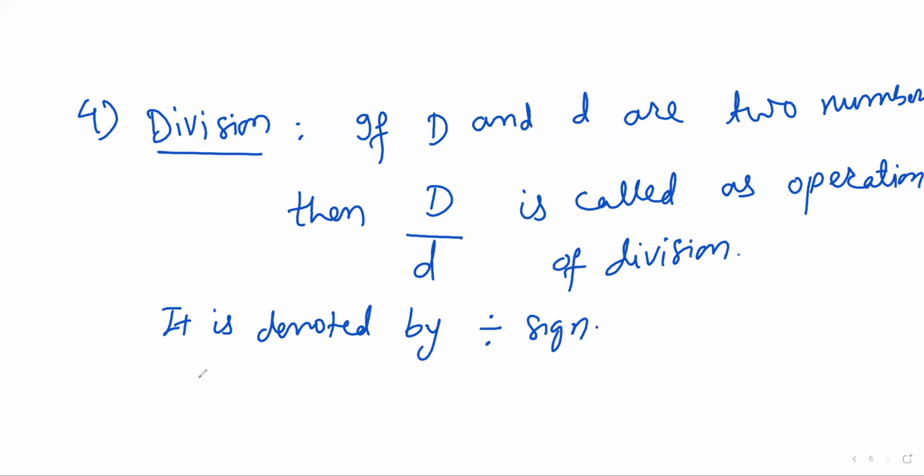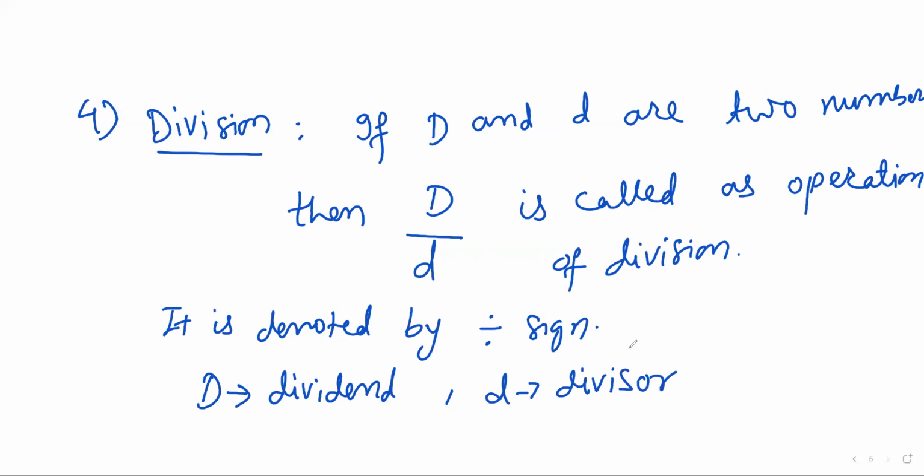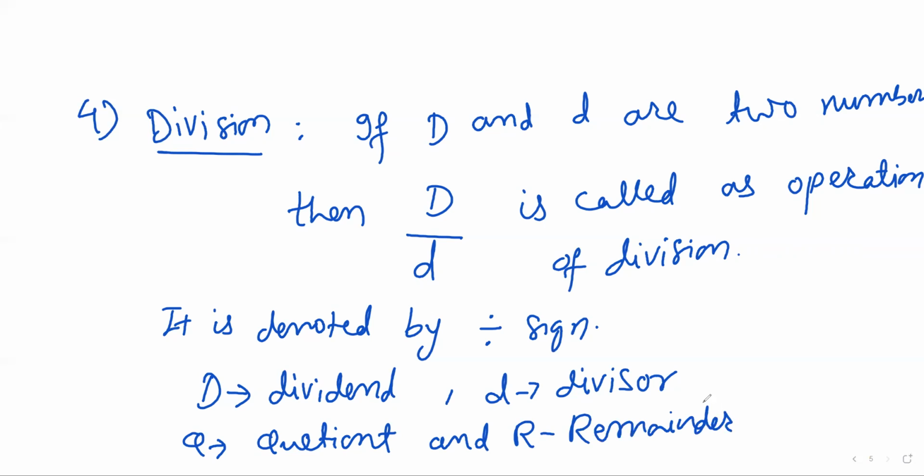Now here capital D is called dividend, and small d is called divisor. And there are two more terms also there in division, that is quotient and remainder. Now let's understand these two terms, quotient and remainder.